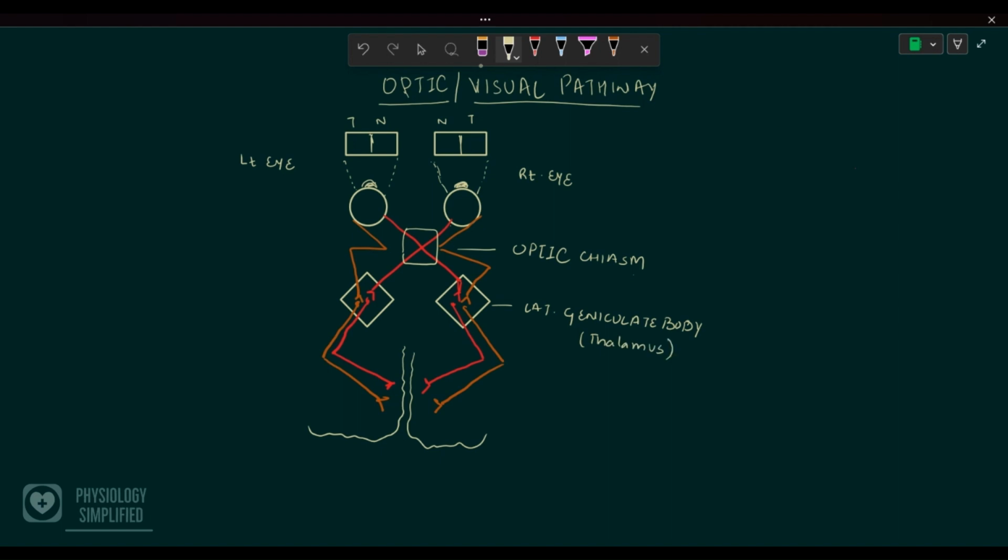Now as these fibers leave the eye, they form the optic nerve before the optic chiasm. After that, these fibers together form the optic tract.